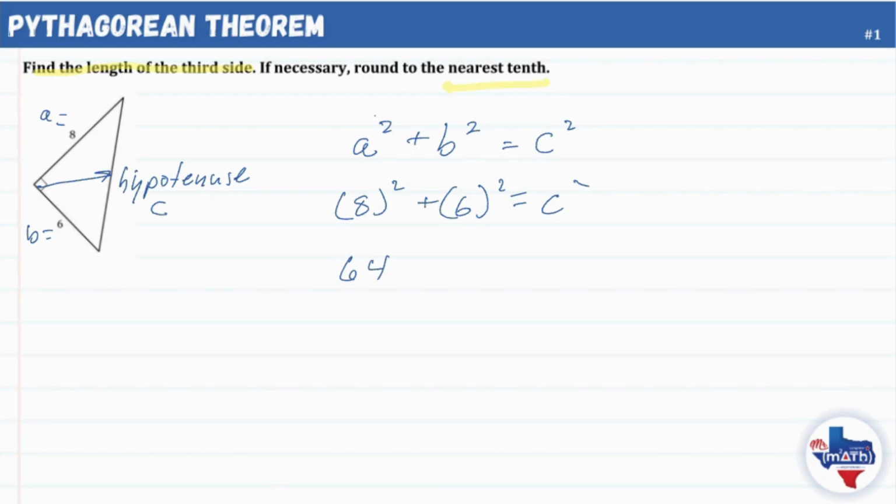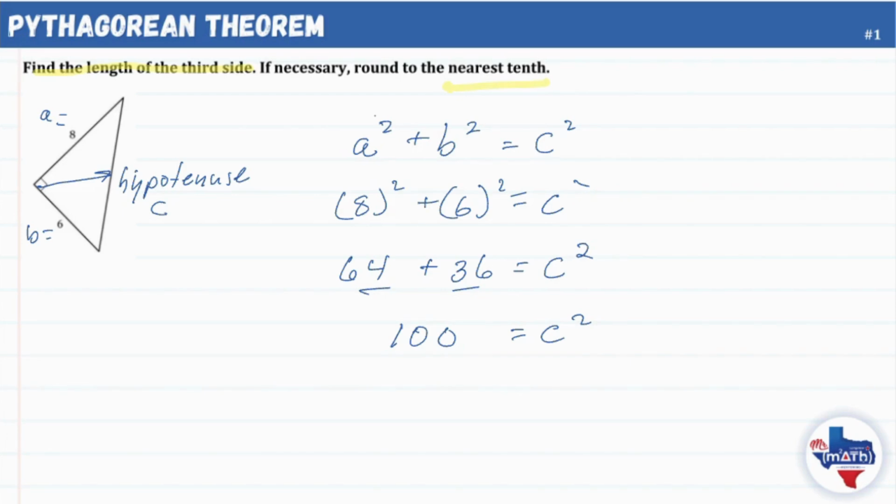8 squared is 64. 6 squared is 36. And that equals C squared. Adding the two constant terms, we get 100. Now we have a quadratic equation. C squared is equal to 100.